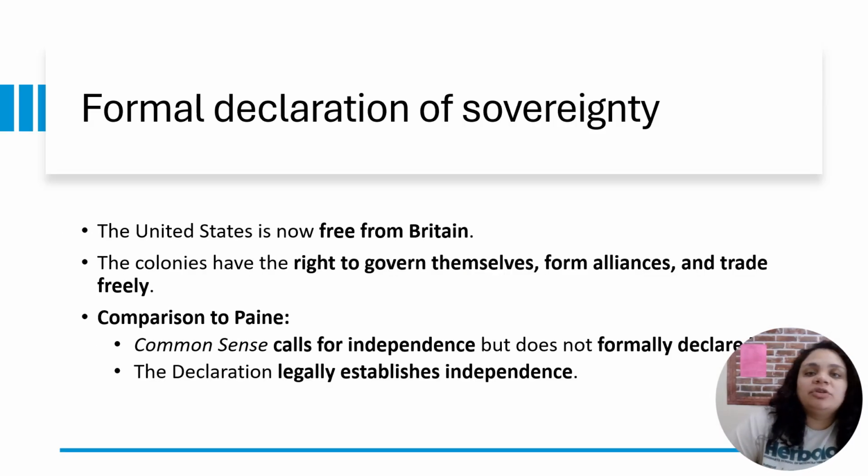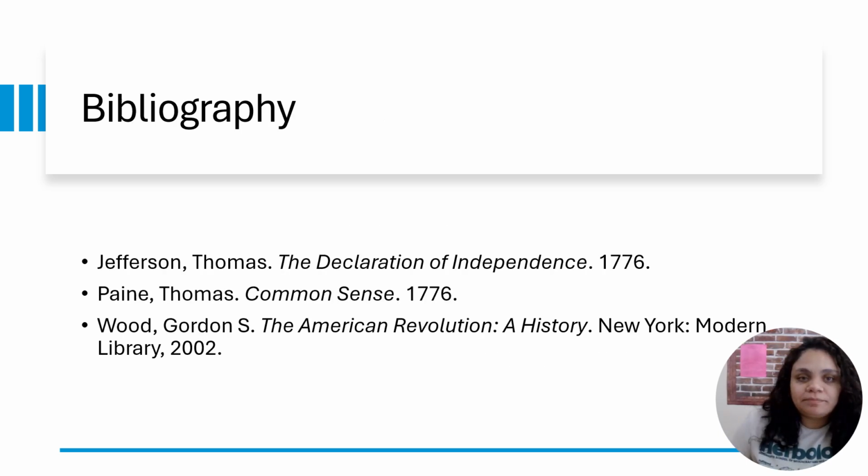And his third principle was the formal declaration of sovereignty. Jefferson ends the document by declaring America a free and independent nation. He asserts that the colonies no longer owe allegiance to Britain. They have the right to govern themselves, form alliances, and trade freely. Paine's Common Sense calls for independence but does not provide a formal declaration. The Declaration of Independence, however, makes the official, legal, and political break from Britain.